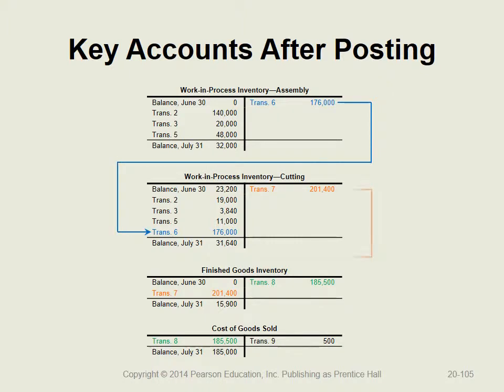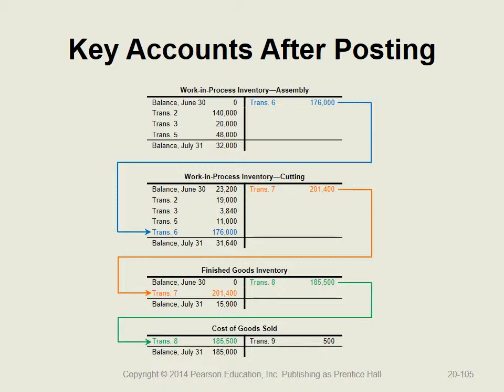The diagram below shows key accounts after the journal entries in the process costing system have been posted. Notice how the costs flow through the accounts. What was transferred out of the assembly department's work in process inventory account is transferred in to the cutting department's work in process inventory account. Completed puzzle boards are transferred out of the cutting department and into the finished goods inventory account. The cost of puzzles sold are transferred out of the finished goods inventory account and into the cost of goods sold account.